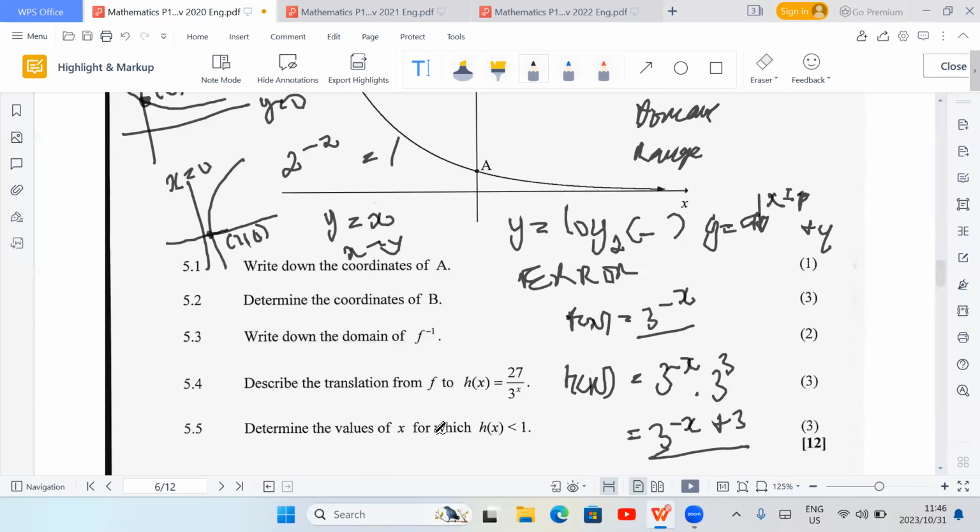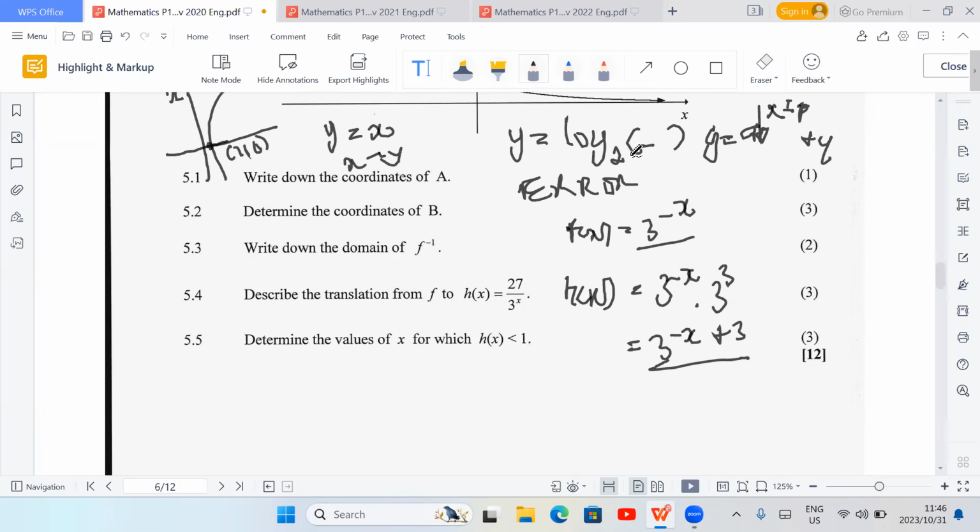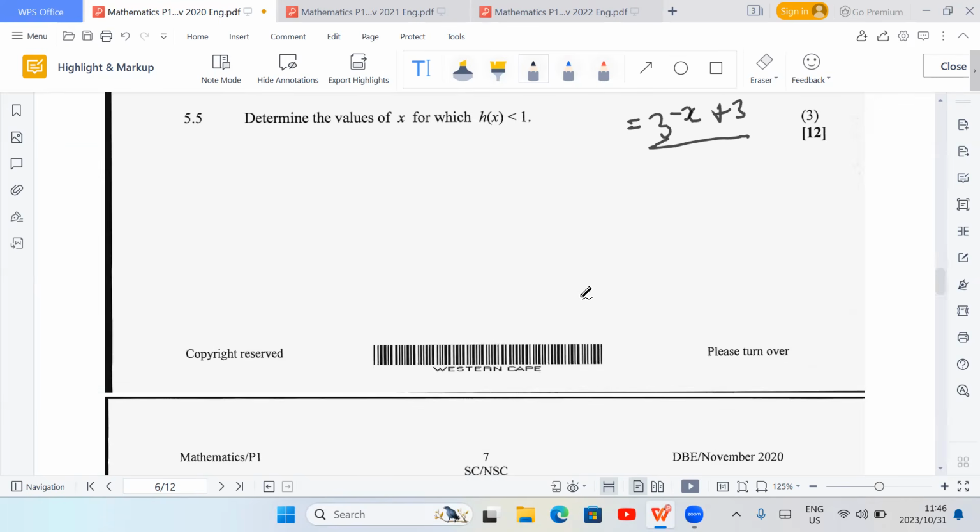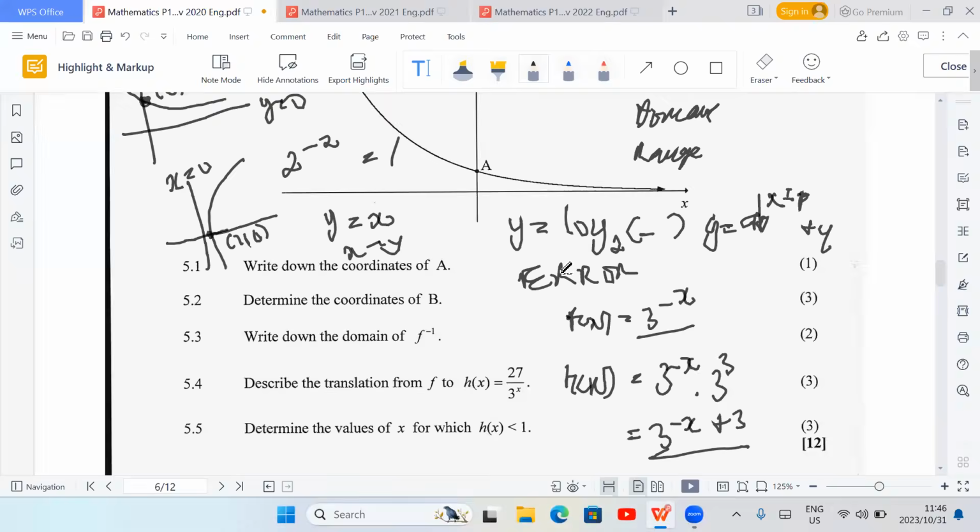And then for this one, determine the value of x for which h of x is less than 1. Then you'd obviously have to take this equation and then equate it to this inequality or express it in that inequality. So now you'd be done with your functions.